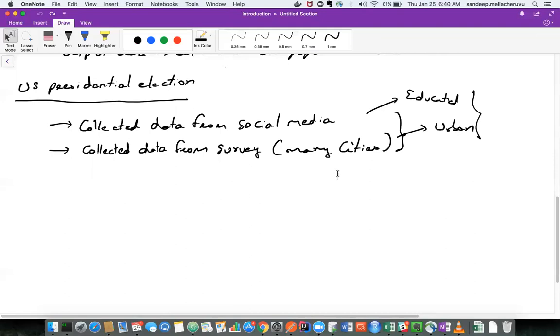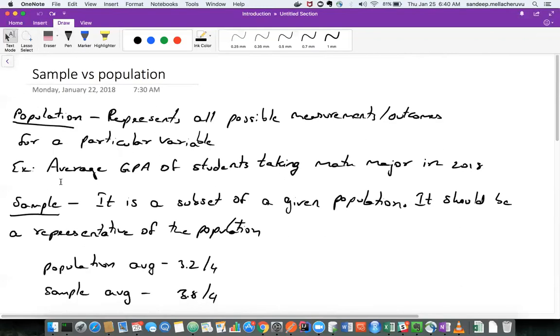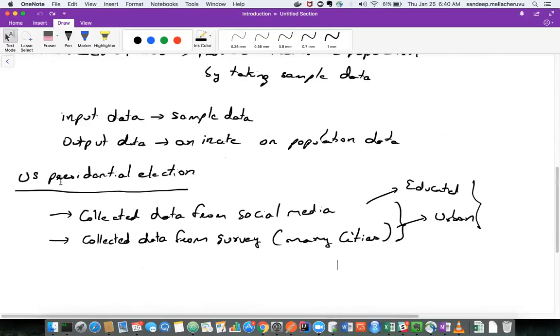How to identify the bias? Identification of bias is simple common sense. Everyone knows that you cannot take a survey only in cities and then say the election results are like this. The only thing is how difficult it is to collect data in villages and suburban areas. Are you clear? Any questions on this? No? Oh, fine, Sandeep, clear. Okay.